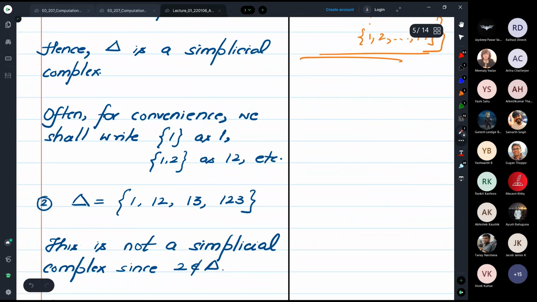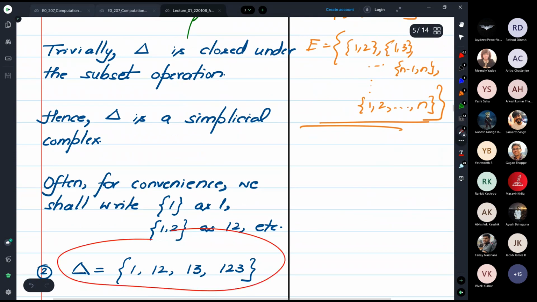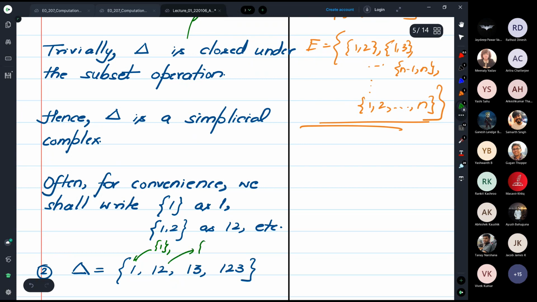So let's look at another example and let's ask whether this collection over here is a simplicial complex. This is delta, which is made up of this collection of sets. I hope you agree that this is the set which has just one element, this is the set which has 2 elements, 1, 2, and this has the 3 elements 1, 2, 3. So can one of you volunteer and help me figure out whether this collection of sets is a simplicial complex or not? What do you think?